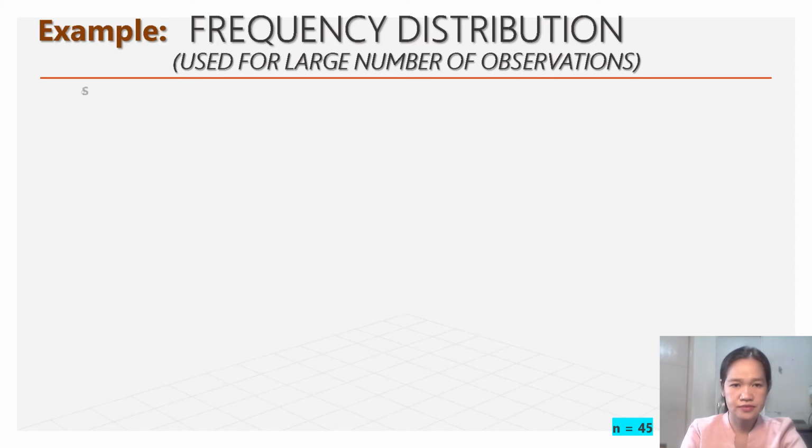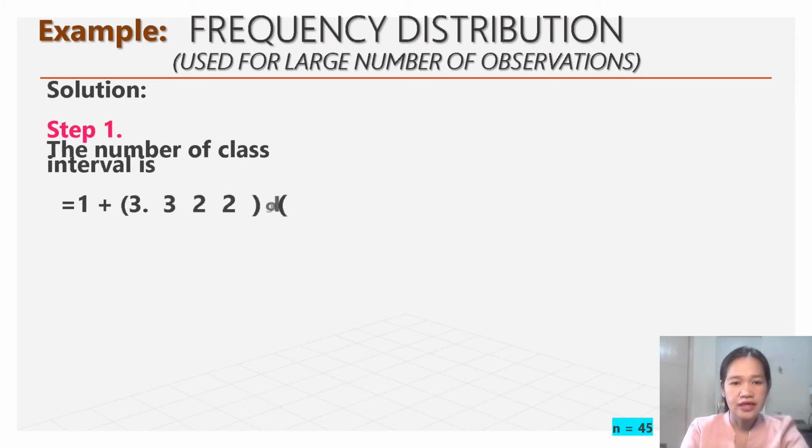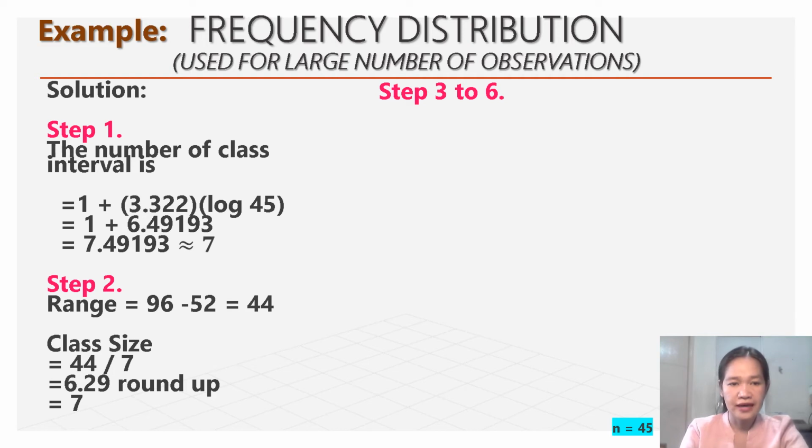In the next step, step 3, we are now ready to apply the answers from step 1 and step 2. The number of class intervals is approximately equal to 7.49193, or approximately 7. And for step 2, we got the class size by dividing the value of the range by the class interval 7. Since it is an integer, we should round it up, and the value we got is 7.